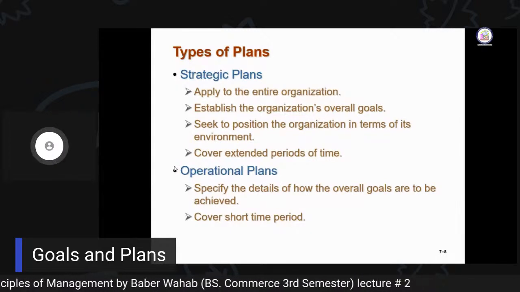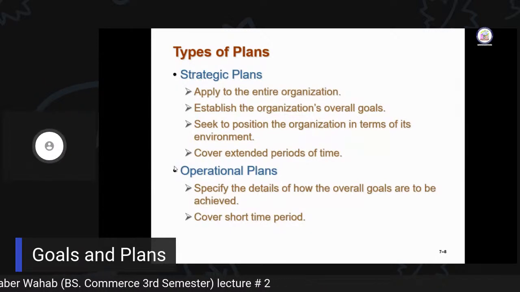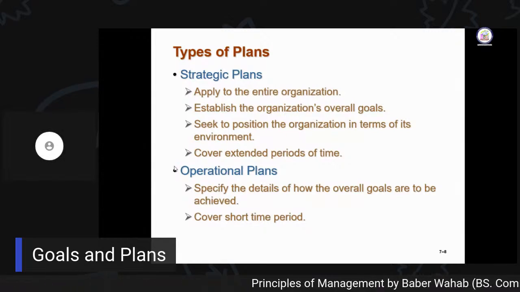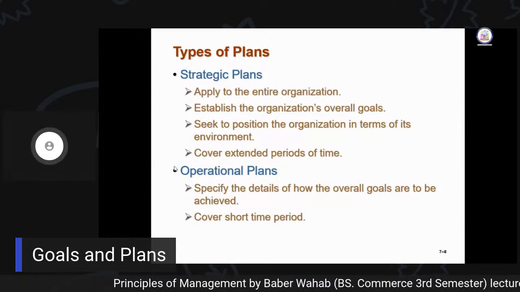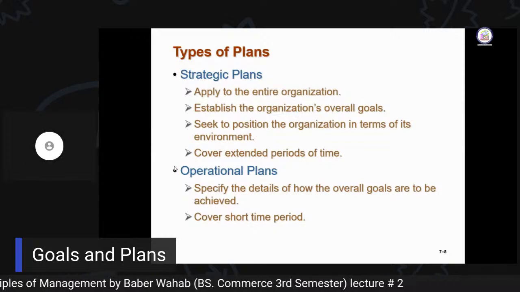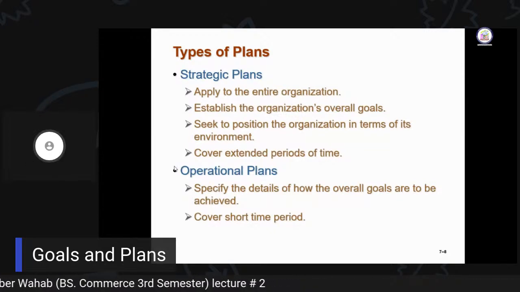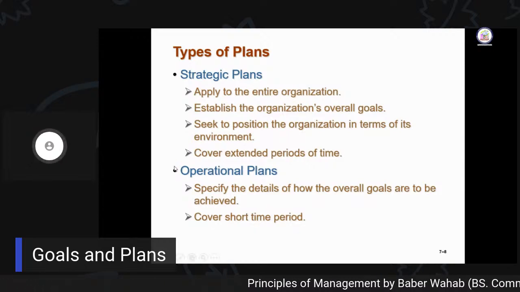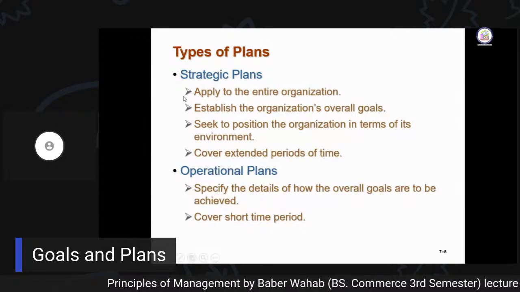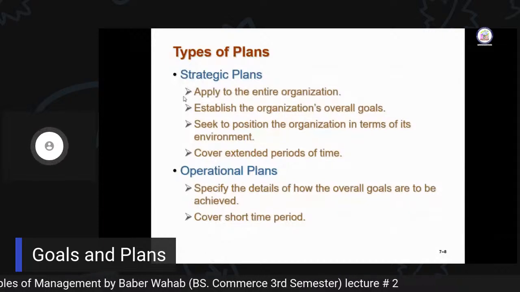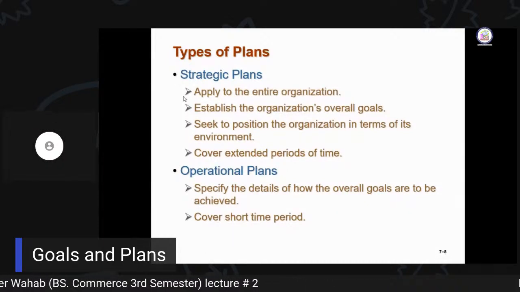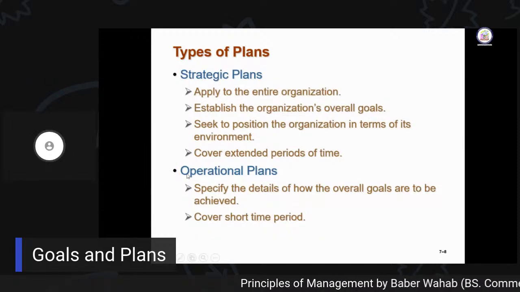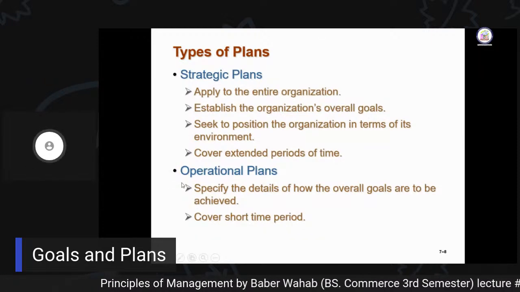Their levels are different. You can think of strategic plans being made at the top level and operational plans being made at the middle and first line level, or you might even say lower level, although that term is usually avoided. So, strategic plans, they first of all apply to the whole organization or impact a large part of the organization. Contrast this with operational plans. Operational plans don't apply to the entire organization.